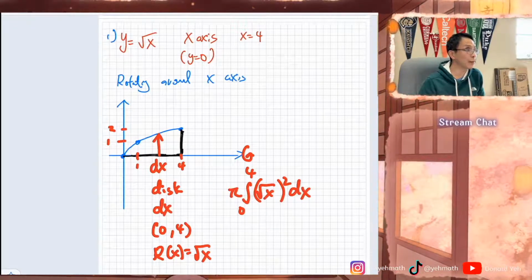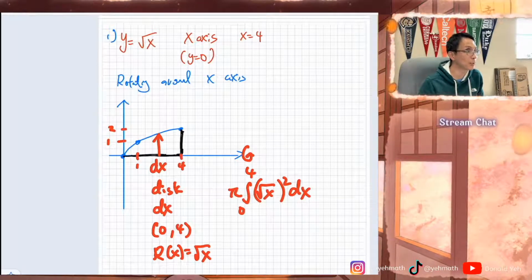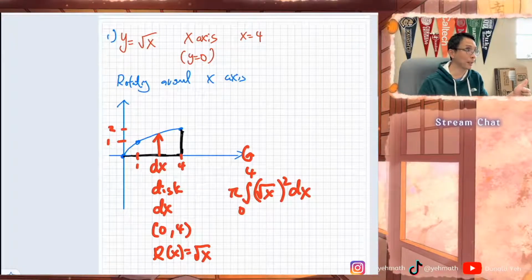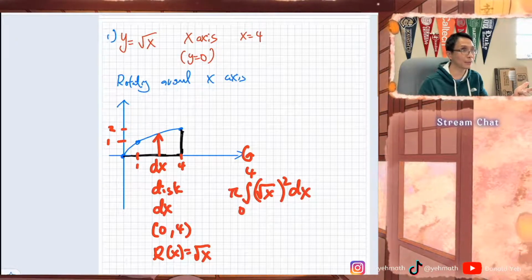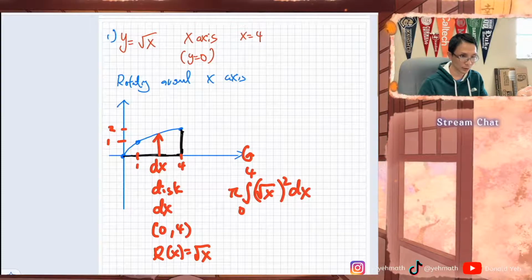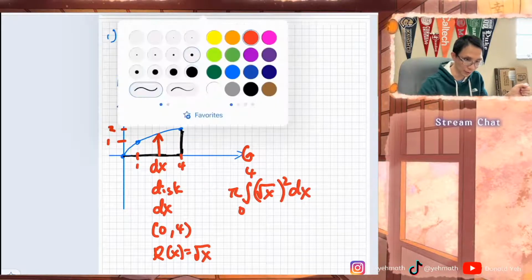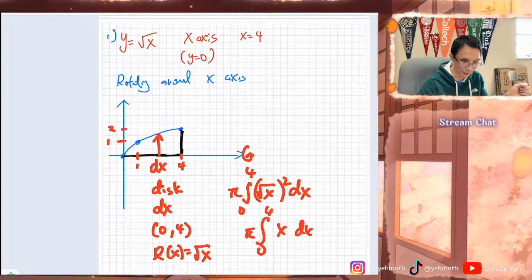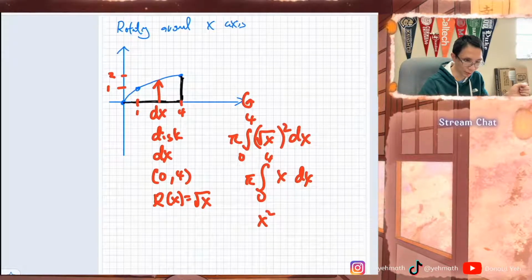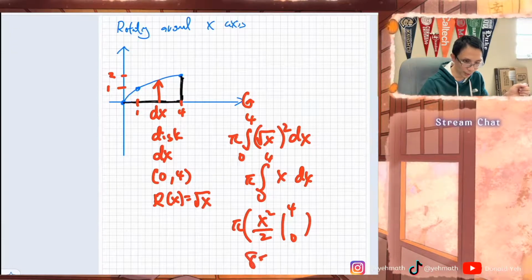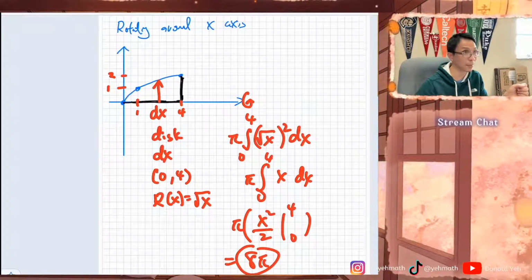If you don't know how to do calculation, you don't know how to do the integral, you still can get most of the points. That's the cool part. You just have to set up correctly. You have to have a pi. You have to have the integral sign. You have to have a boundary. And you have to have a square. And that's it. So if you evaluate this, you end up with the integral between 0 to 4 of pi x dx. And that's going to be pi times x squared over 2 between 0 and 4. And that's equal to 8 pi. So the volume of this is going to be 8 pi.